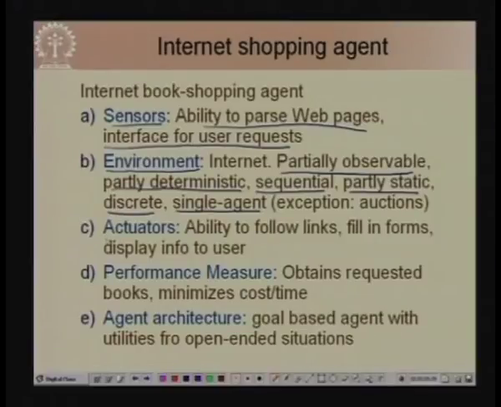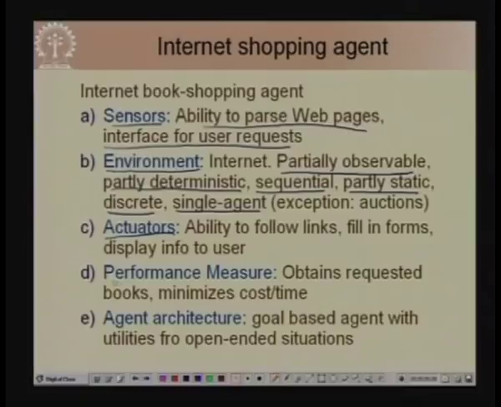The third question was, what are the actuators of this agent? The actuators, that is the actions that this agent can take, is that the agent can follow links, it can fill in forms, it can give information to the user. So these are the actions that the agent can take. D, we wanted to look at the performance measure of the agent. This agent its performance is whether it has been able to obtain the requested items or books, whether it can minimize cost of the books or time to fetch the books, and so on.